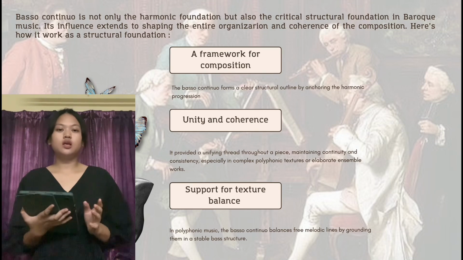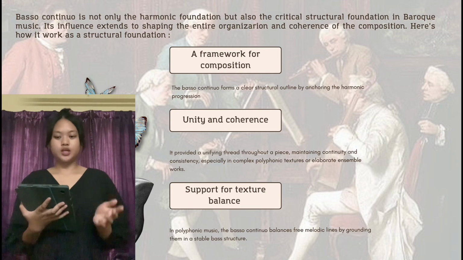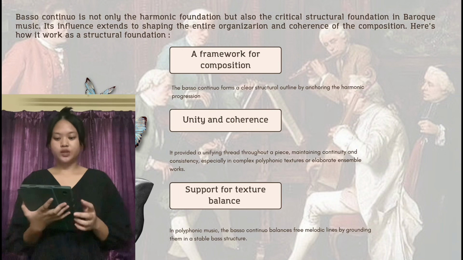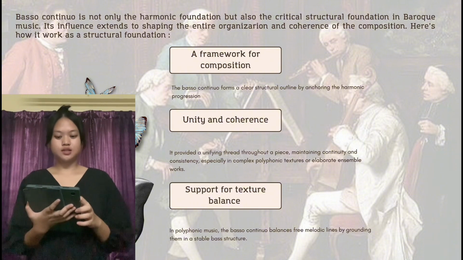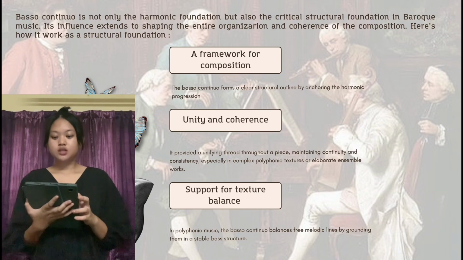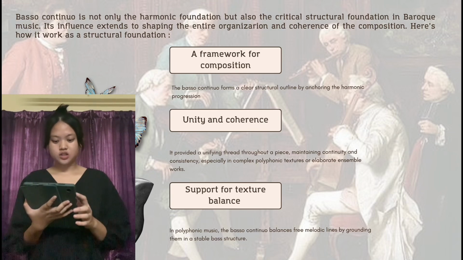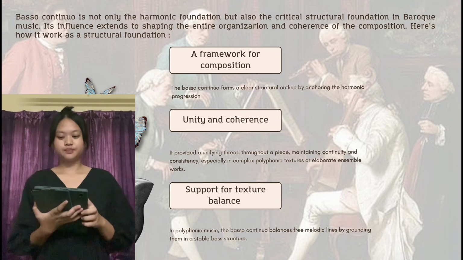Second is unity and coherence. It provides a unifying thread throughout a piece, maintaining continuity and consistency, especially in complex polyphonic texture or elaborate ensemble works. And third is support for texture balance. In polyphonic music, the basso continuo balances the melodic lines by grounding them in a stable bass structure. In homophonic texture, it strengthens the melody by creating a strong harmonic bass.